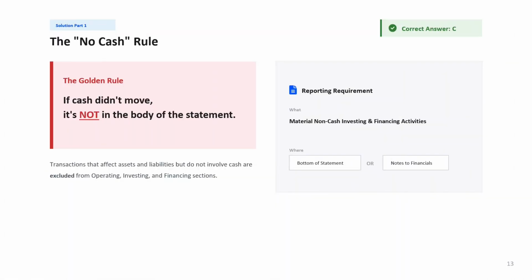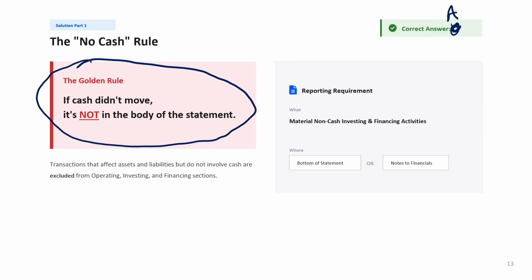And here the correct answer, even though it says C, needs to be A, buying an equipment with a note payable. I don't know where there's an error here, but the answer is A, that's the correct answer. I'll go into a little bit more detail on why it is A. But let's start with the golden rule. The golden rule here is that if there is no cash, it is not in the body of the statement.